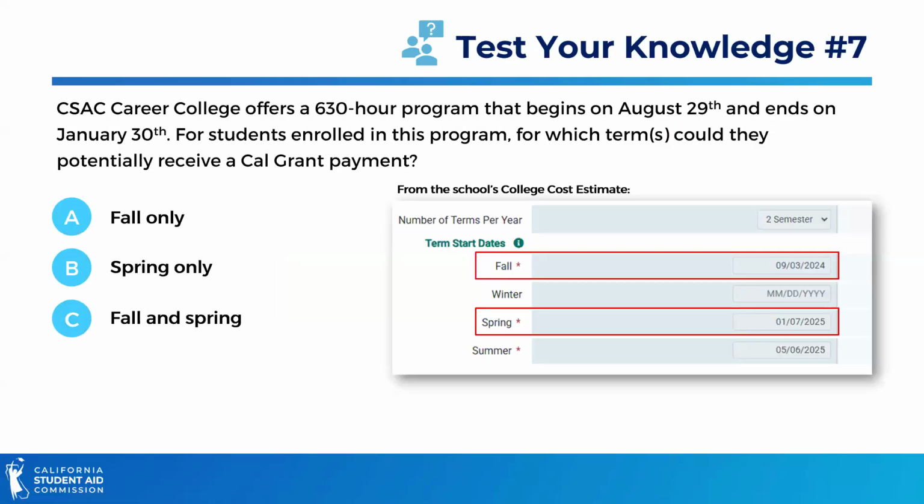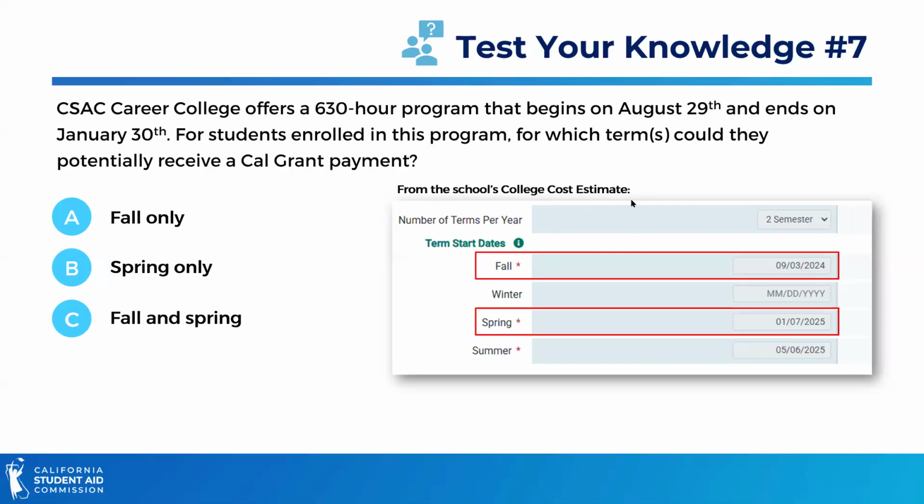Now, our final test your knowledge question before we end the session today. So let me see. All righty. Last question. CSAC Career College offers a 630-hour program that begins August 29th and ends January 30th. For students enrolled in this program, for which terms could they potentially receive a Cal Grant payment?